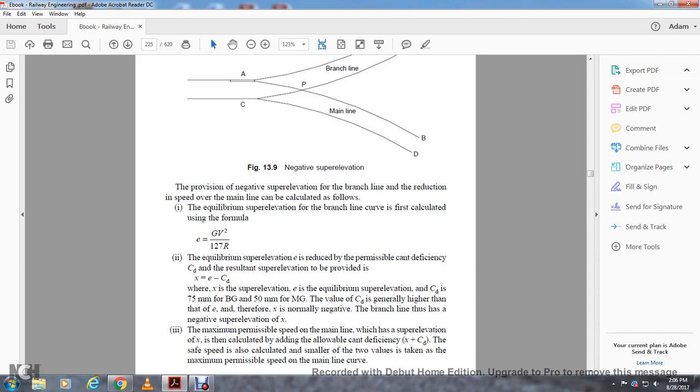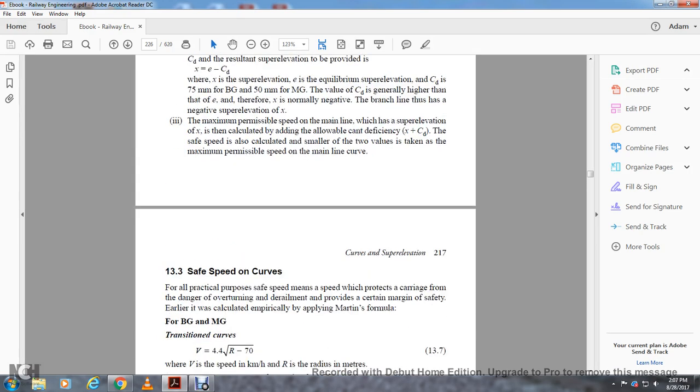The branch line has a negative superelevation of X. The maximum permissible speed of the main line, which has superelevation of X, is calculated allowing for the allowable cant deficiency, X plus cant deficiency. The smaller of the two calculated values is taken as the maximum permissible speed of the main line curve.